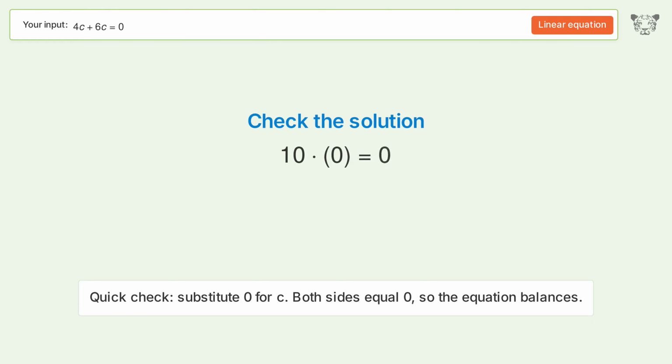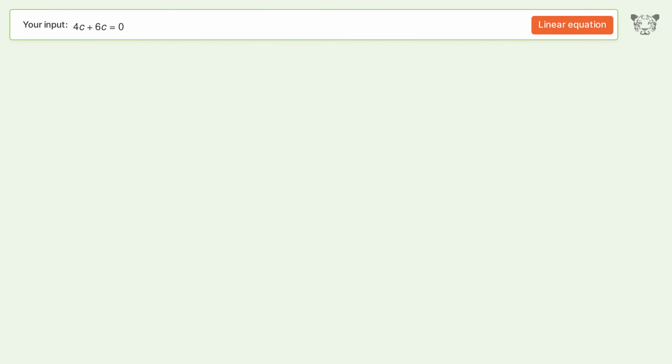Quick check, substitute 0 for c. Both sides equal 0, so the equation balances. So, c equals 0.